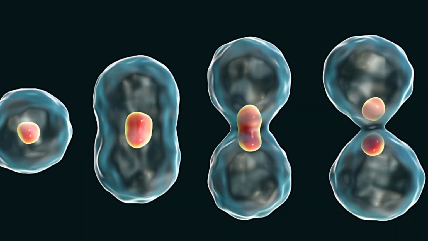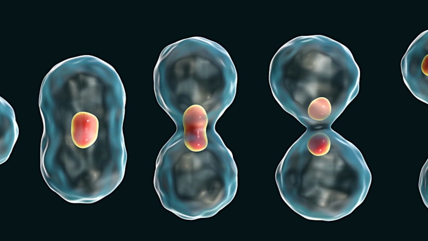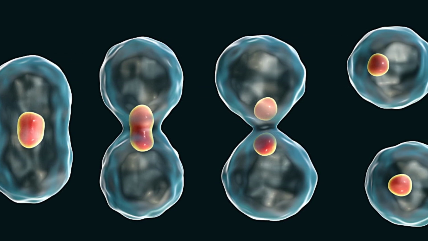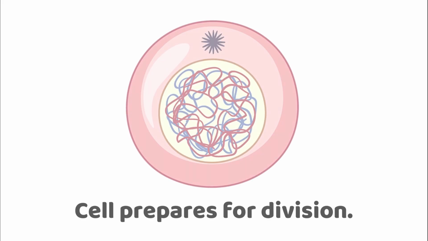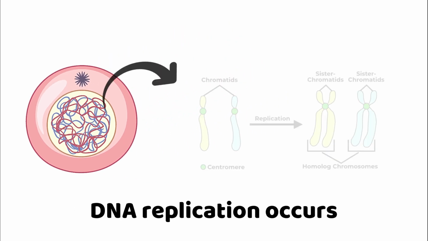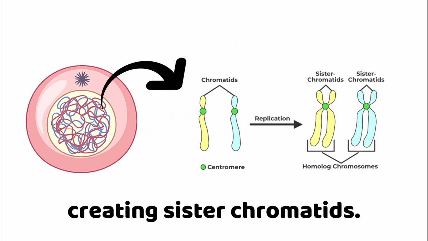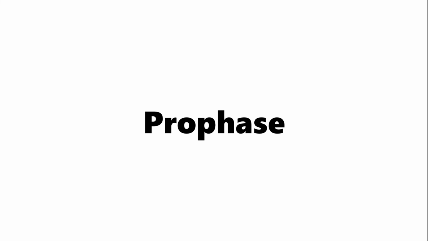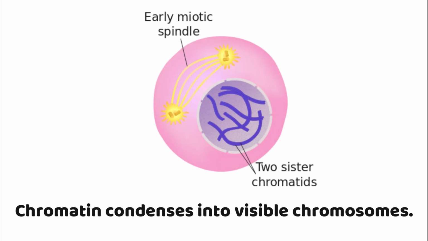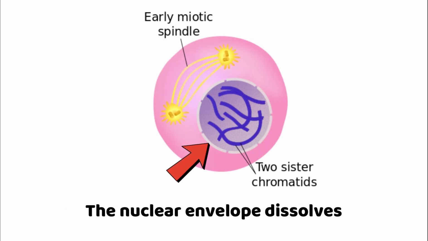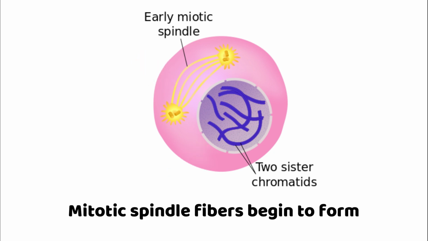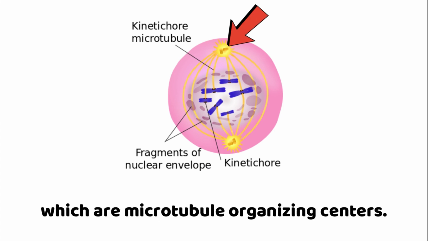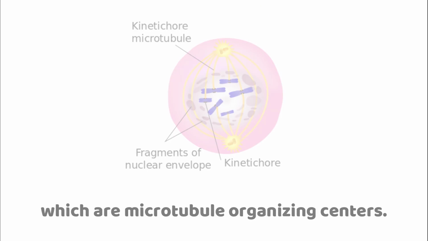The phases of mitosis. Mitosis consists of several distinct and fascinating phases, each with its unique characteristics. Interphase. Cell prepares for division. DNA replication occurs, creating sister chromatids. Prophase. Chromatin condenses into visible chromosomes. The nuclear envelope dissolves, freeing the chromosomes. Mitotic spindle fibers begin to form, extending from the centrosomes, which are microtubule organizing centers.